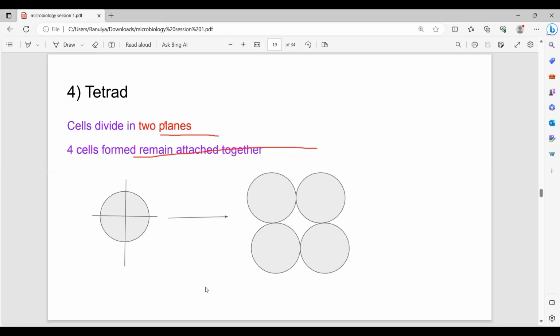Tetrad. Tetrad means cells divided in two planes. Remember? Now, here the cells divide in this direction, in this direction too. Right? And it produces four cells and those four cells remain attached together. So it is called tetrad. Right? Tetrad. Cells divided in two planes, and four cells are formed and those four cells remain attached together. Next one.